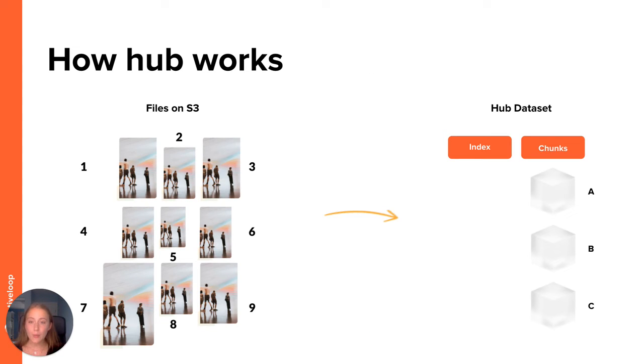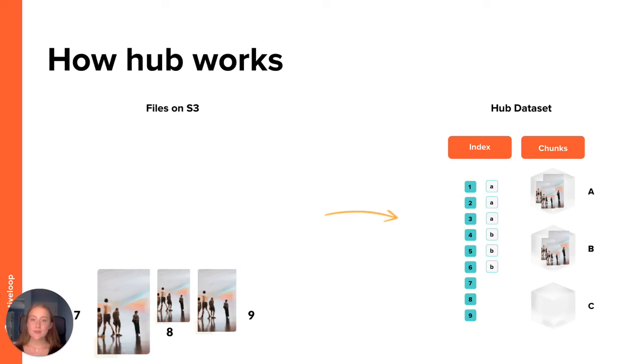So the way Hub works is, if you can imagine, we have a bunch of files of different sizes that are stored on a folder on S3, and then Hub can convert this dataset to a Hub dataset. And the Hub dataset will have an index and chunks. And the sizes of the chunks are determined by what is the most efficient way to transfer the images across the internet. And each image on S3 will have a number, which is that image's index.